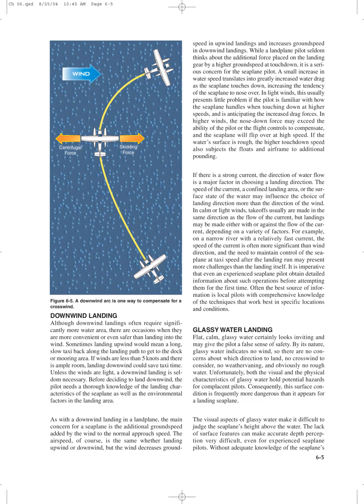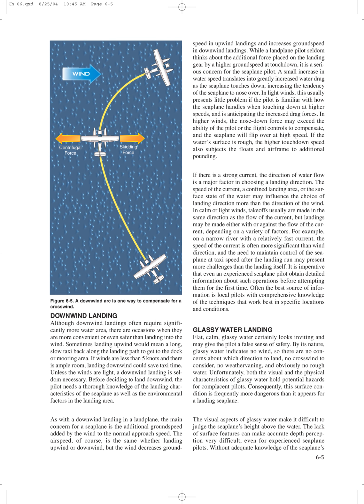Downwind landing. Although downwind landings often require significantly more water area, there are occasions when they are more convenient or even safer than landing into the wind. Sometimes landing upwind would mean a long, slow taxi back along the landing path to get to the dock or mooring area. If winds are less than 5 knots and there is ample room, landing downwind could save taxi time. Unless the winds are light, a downwind landing is seldom necessary. Before deciding to land downwind, the pilot needs a thorough knowledge of the landing characteristics of the seaplane as well as the environmental factors in the landing area.